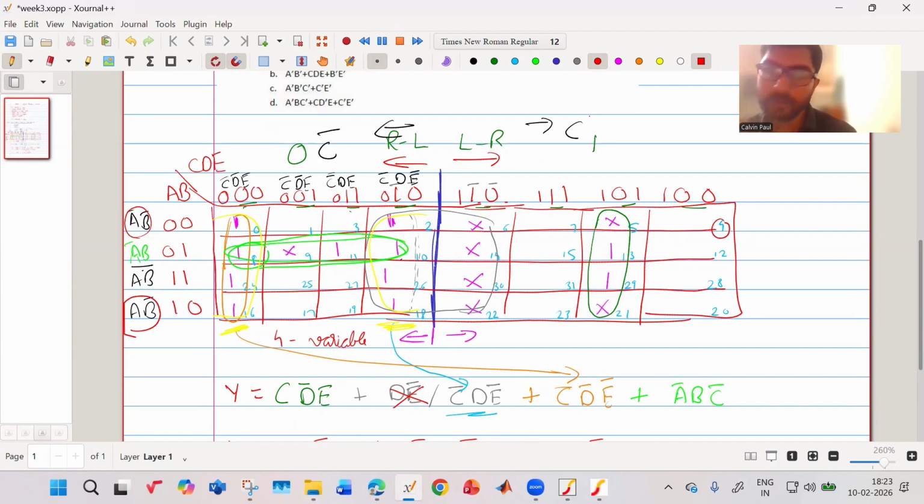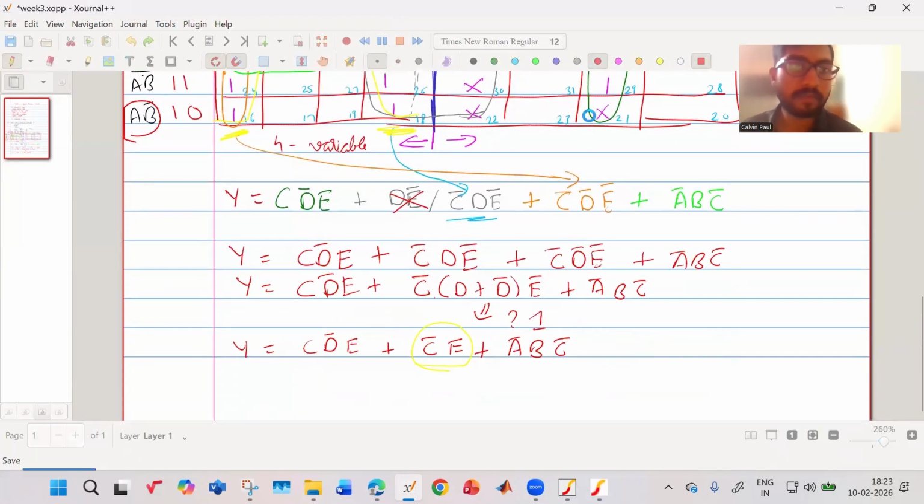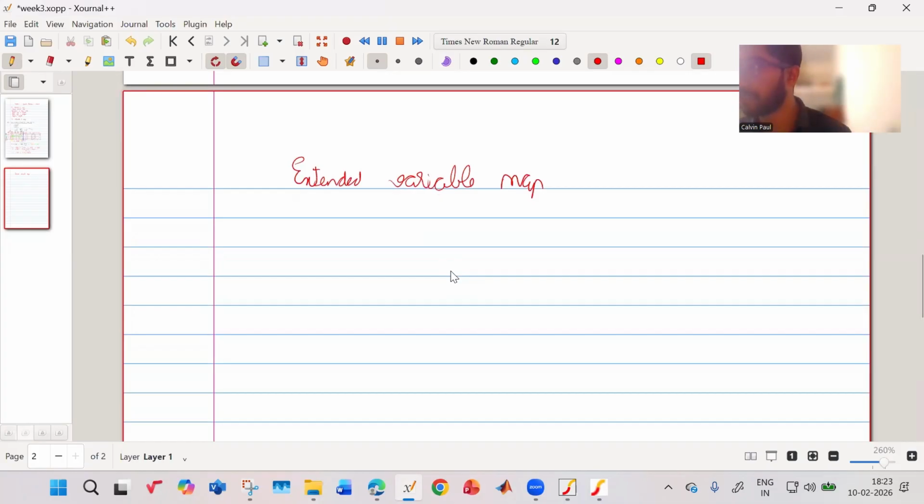Okay, great. Then we'll consider the extended variable map. Okay. So sir has used one example. So we'll refer to that example while solving. Let us say we have A, B, C, Y.